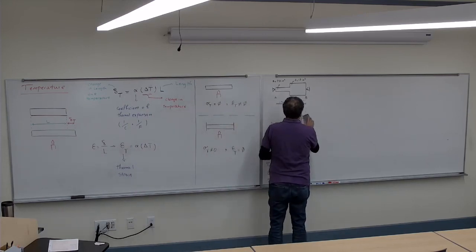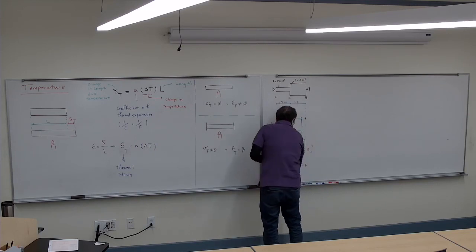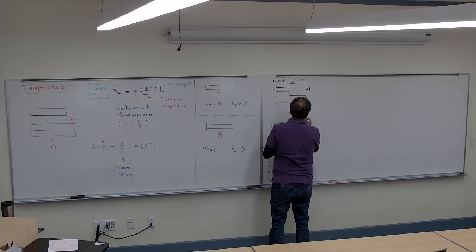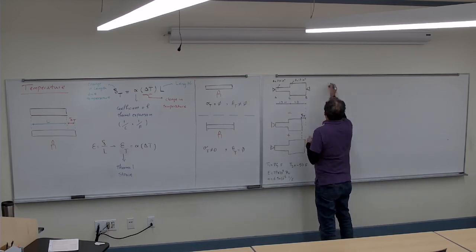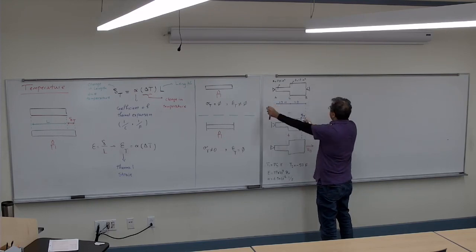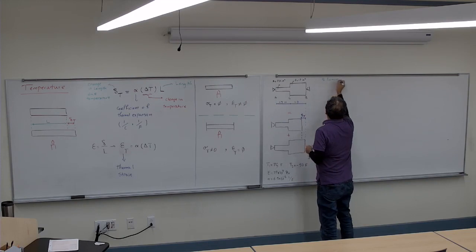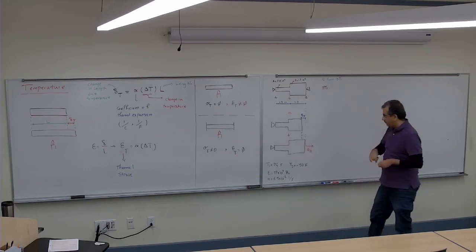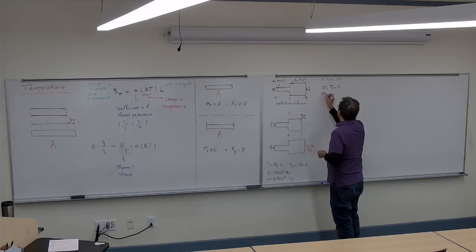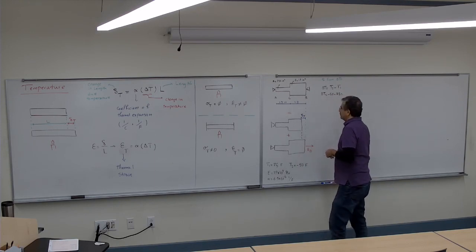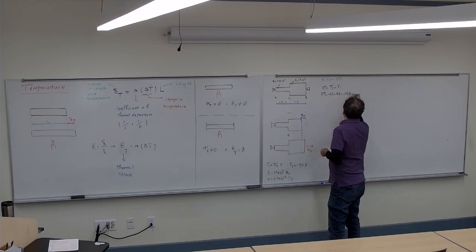What are the two steps I have to use if I'm using this method? First, I have to find the deformation due to temperature. So I'll find the delta from delta T. How much is the delta T? T2 minus T1. So delta T is minus 50 minus 75, which is minus 125 Fahrenheit.